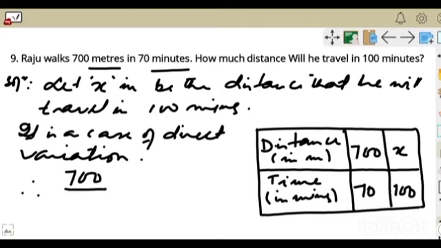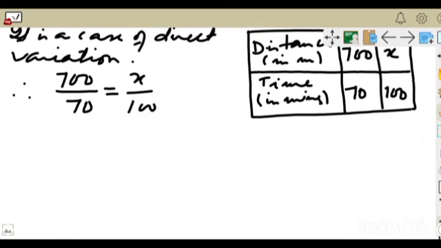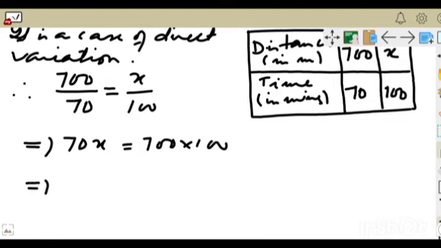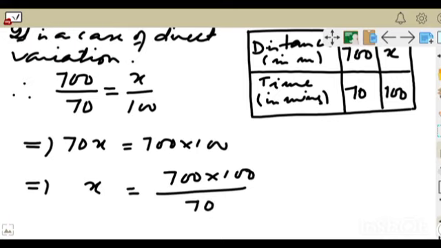700 divided by 70 will be equal to what? X divided by 100. Here what I do is distance by time, distance by time. Okay, so I'll write here implies 70x equal to 700 into 100. So I can find here x. This is 700 into 100 divided by 70. Okay, so I cancel 0 0 here, then 7 10, how much? 70. So the value of x is 10 into 100, we have 1000.